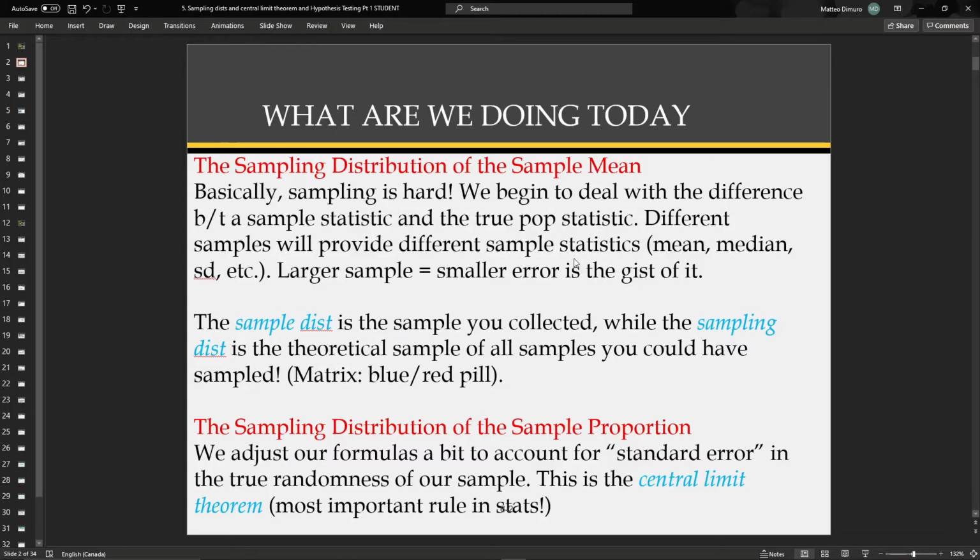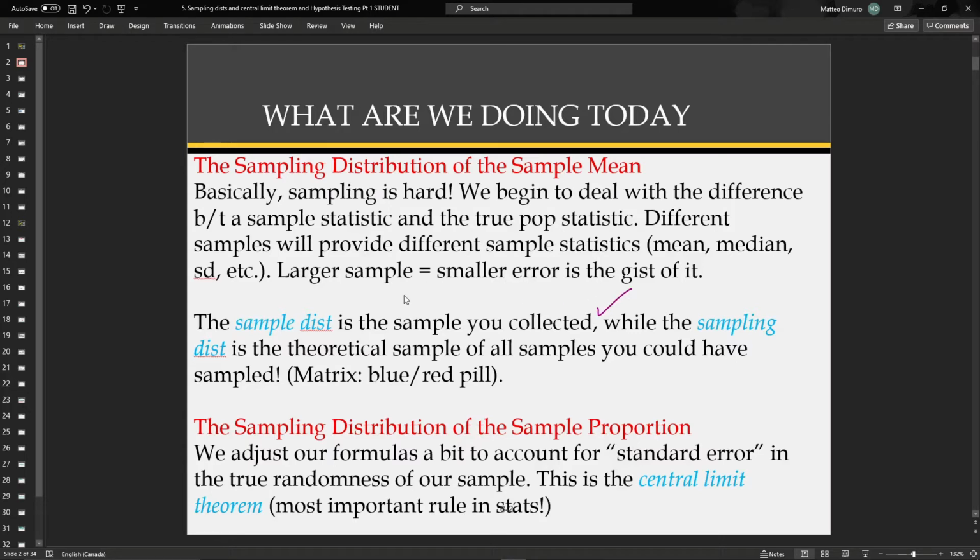Like if you take a sample of 10 people's height in Brandon, you're going to get a mean, median, and a standard deviation. If you take a different 10 people, then you're going to get a different mean and a different median and a different standard deviation. So the general idea is that the larger your sample is, the smaller the error is going to be. But it gets more complicated. It's always more complicated.